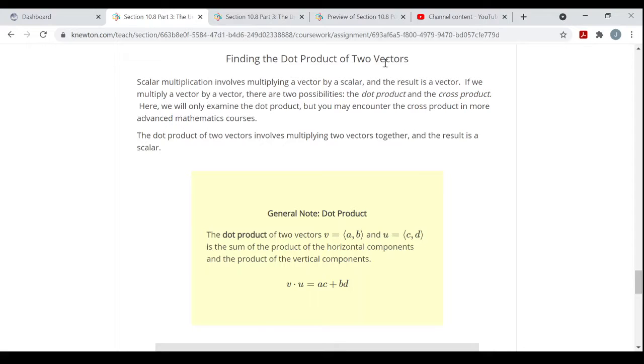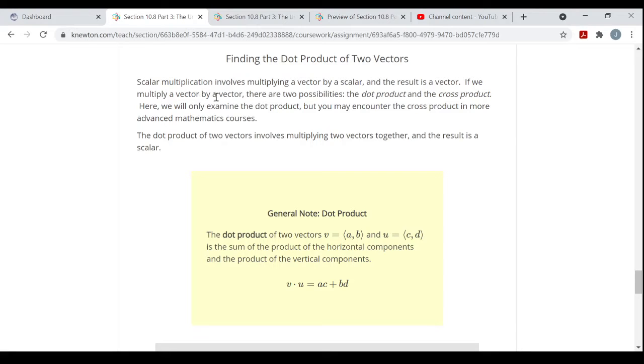Finding the dot product of two vectors. Scalar multiplication involves multiplying a vector by a scalar, a vector by a number, and the result was another vector.